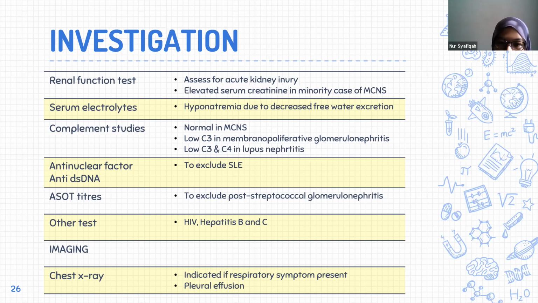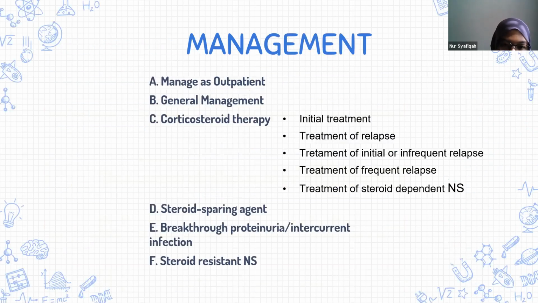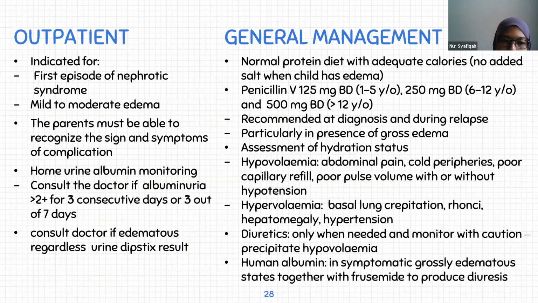So the next one is the management. This is the outline of the management. So the first one, we can manage the patient as outpatient, but management as outpatient is only indicated for the first episode of nephrotic syndrome and also for mild to moderate edema. However, if we want to manage as outpatient, the parents must be able to recognize the signs and symptoms of complication, and also the parents must know how to conduct and interpret the urine albumin.